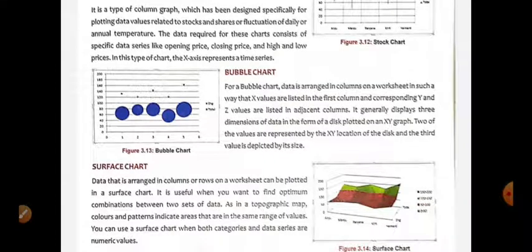Data that is arranged in columns or rows on a worksheet can be plotted in a surface chart. It is useful when you want to find optimum combinations between two sets of data. As in a topographic map, colors and patterns indicate areas that are in the same range of values. You can use a surface chart when both categories and data series are numeric values. Except these charts, there are some more charts also present in your chart. You can check out all those also.